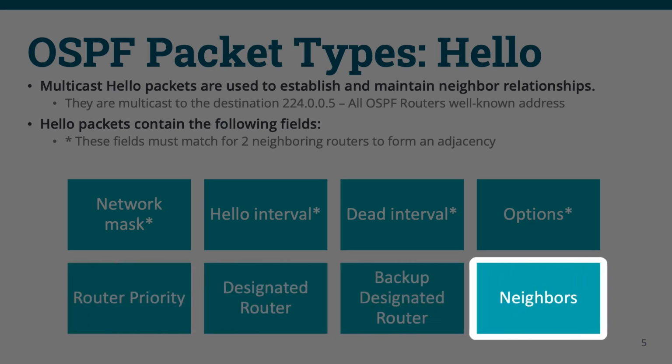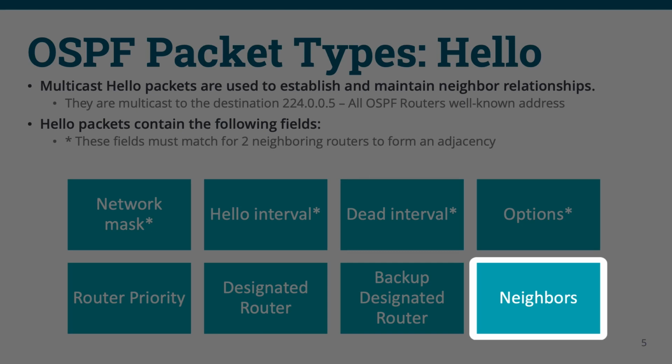Finally, the OSPF hello packet includes a list of all of the router IDs that the originating router considers to be neighbors. This is also the field used to determine when a neighborship is formed. If a hello packet is received which contains the local router's RID in the neighbors field, then it knows that the originating router agrees with the fields which must match to form a neighbor relationship.